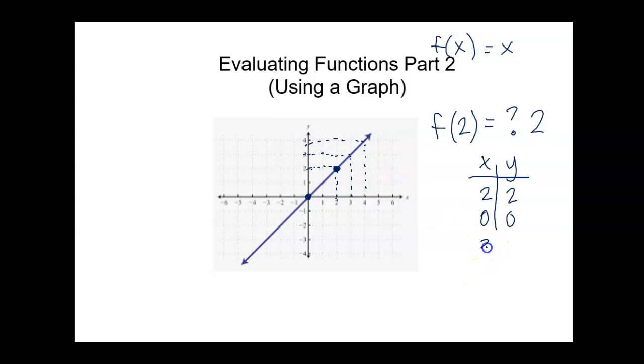So when x is 3, y is 3. When x is 4, y is 4. And again, remember that y and f of x are the same thing. So x is the value inside the parentheses, y is f of x. Okay, so let's look at another one.